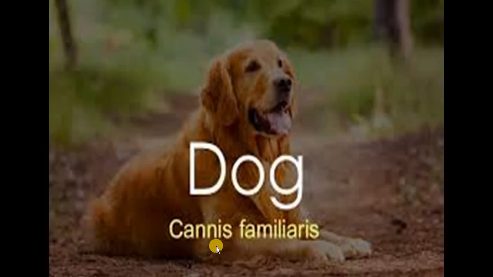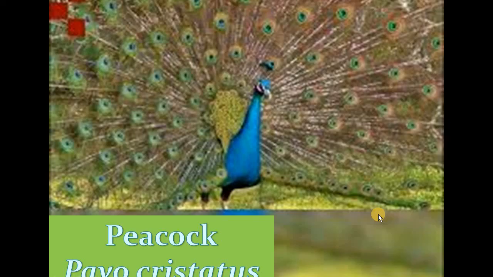Dog, scientific name Canis familiaris. A similar intentional mistake follows here also, but in the upcoming slide I made it correct. Peacock, our national bird, a very beautiful bird, known by the scientific name Pavo cristatus. Pavo is the genus name, cristatus the species name. First letter of the genus name is capital, first letter of the species name is small, and it is in italics.